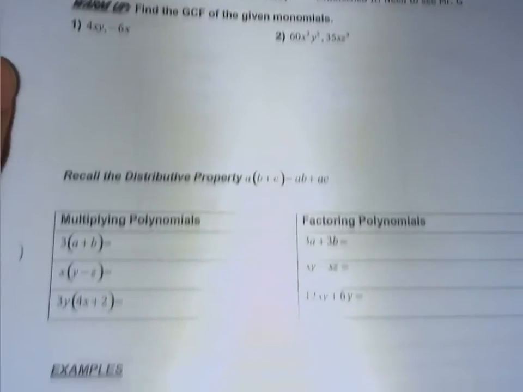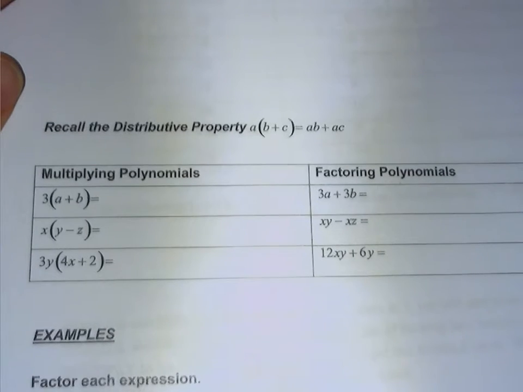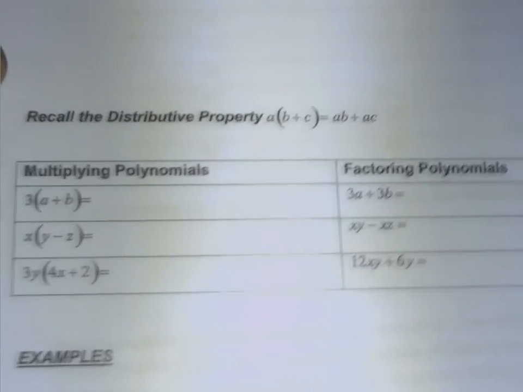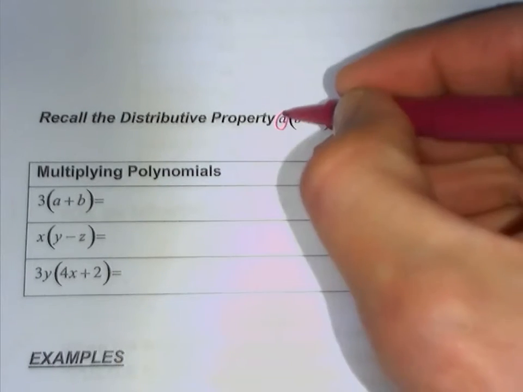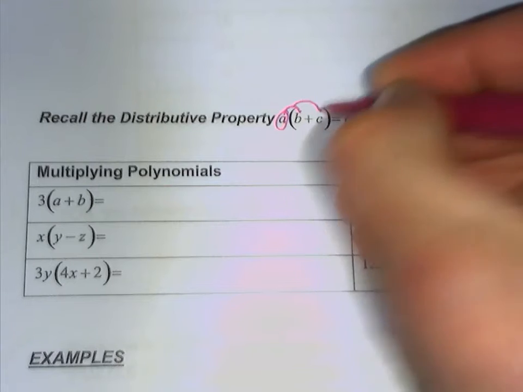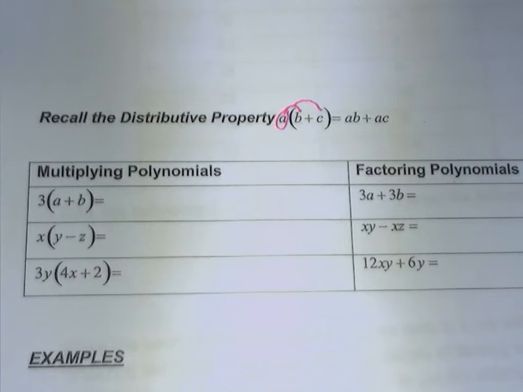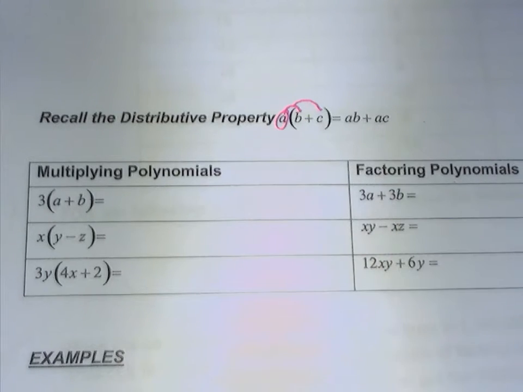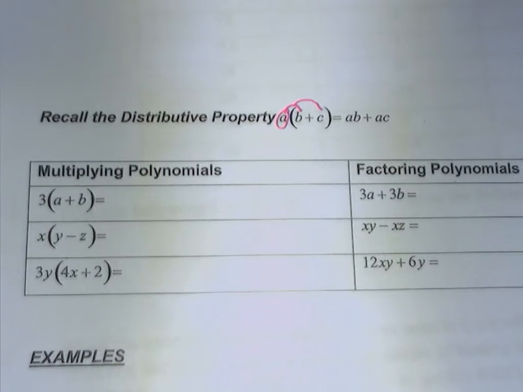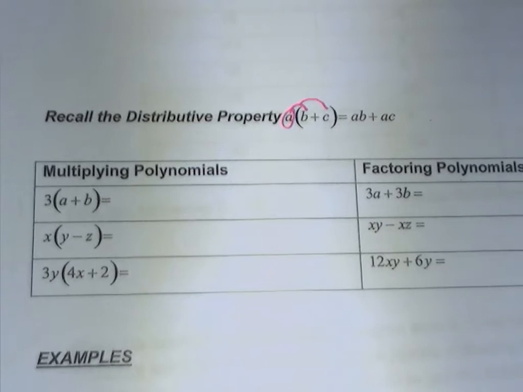Okay, so if we take a look, remember the old distributive property. You guys remember that? Back in the day, distributive property says I take A times the quantity B plus C. I got to distribute that A to each term. So A times B is AB and A times C is AC. So that's kind of what we're doing today: we're going to do the distributive property but backwards. And that's called taking out the GCF.